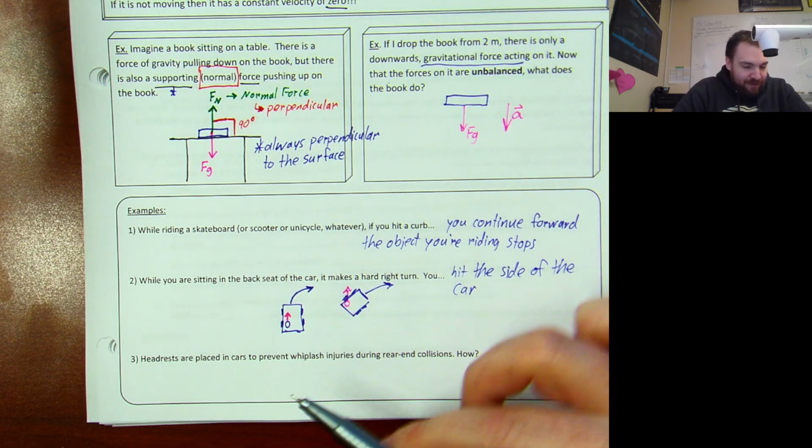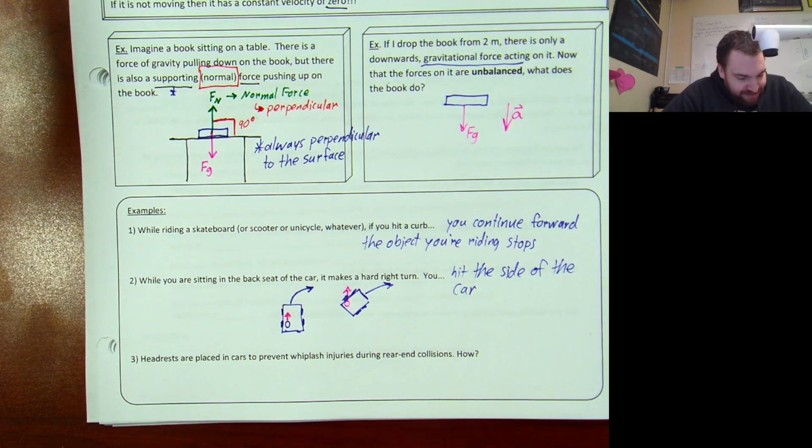I'm working on it. Headrest, number 3 here. Headrests are placed in cars to prevent whiplash injuries during rear end collisions. How does this work? Has anyone here been rear-ended? Was yours pretty quick? Were they moving pretty fast, or was it pretty slow? And he hit you. Same kind of situation? And yours was pretty slow? Okay. How do headrests prevent whiplash? Those of you who have experienced being rear-ended.